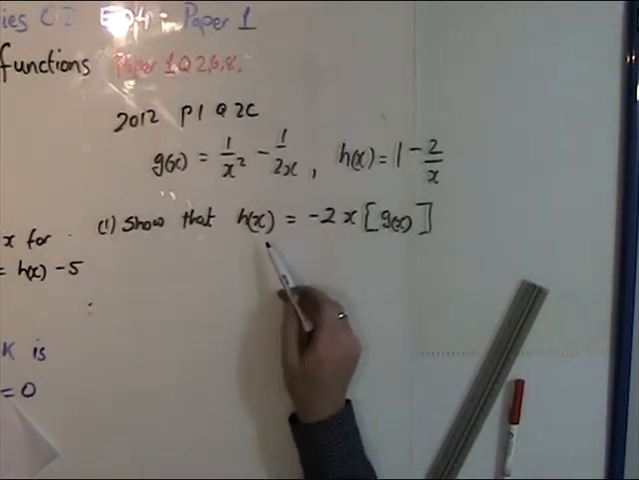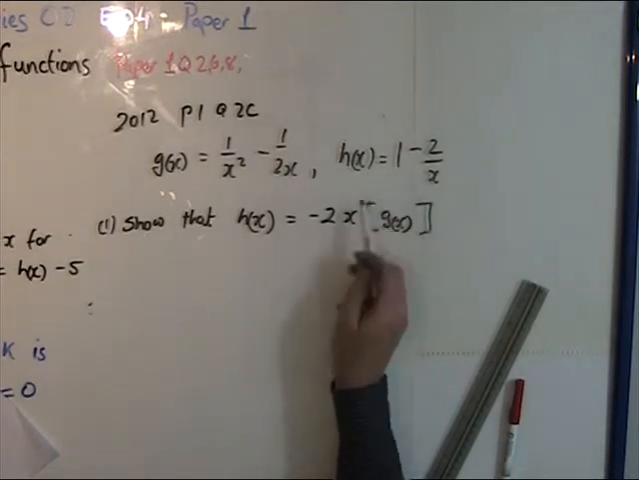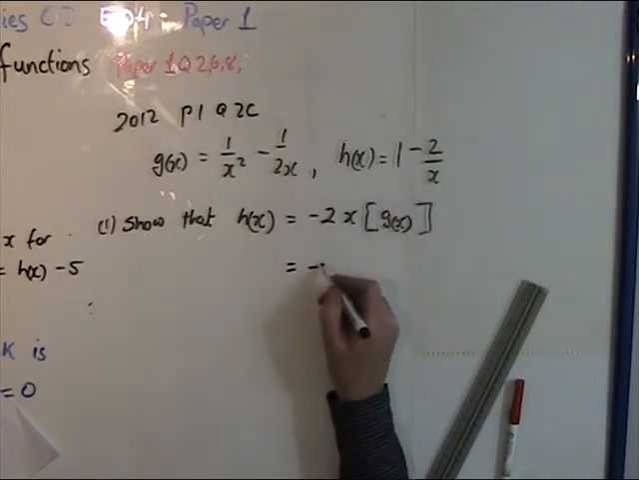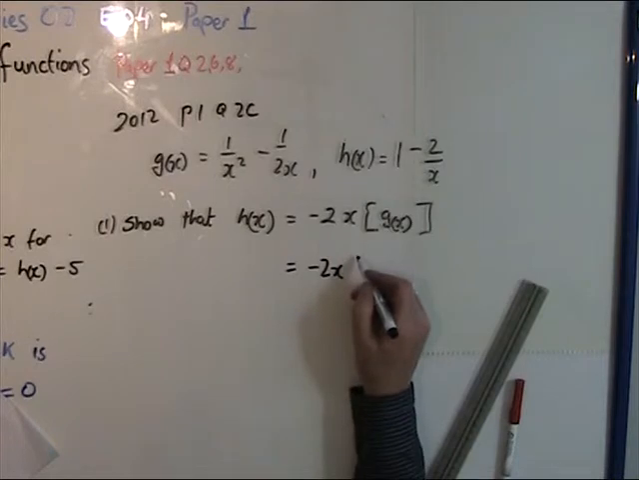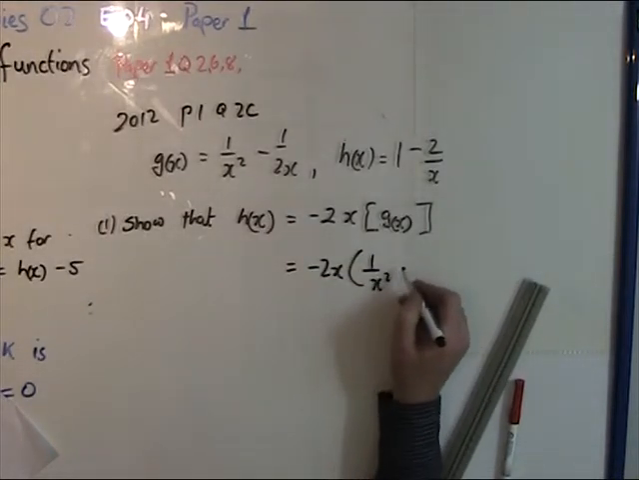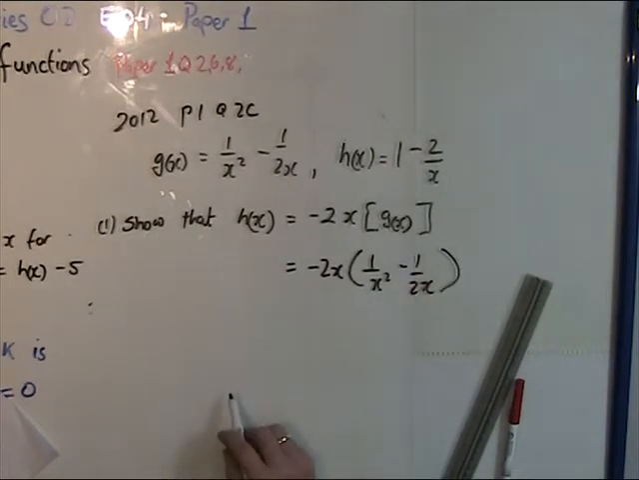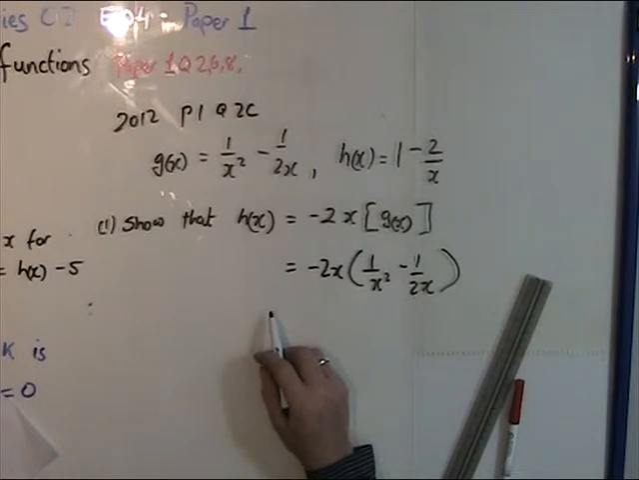Well, you just follow your nose, okay? So you just write everything down, show that h of x is equal to this. Well, we know what h of x is, so we'll find out. Minus 2 times x times g of x. What's g of x? 1 over x squared minus 1 over 2x. I know you're probably saying to yourself, what's happening here? Okay, what do I do next?